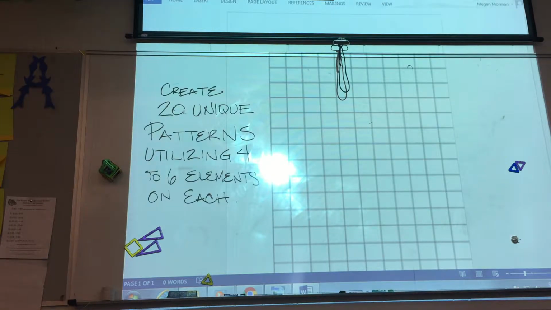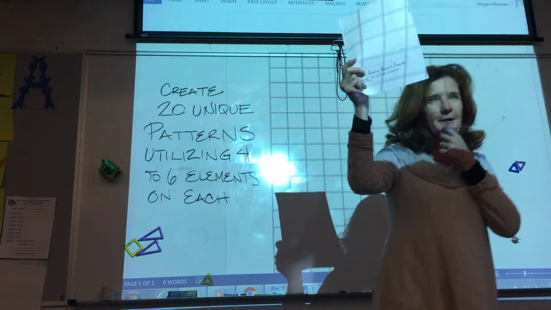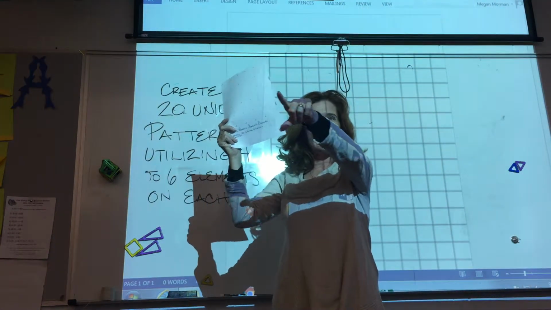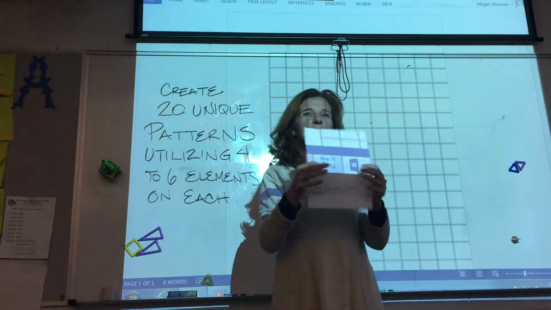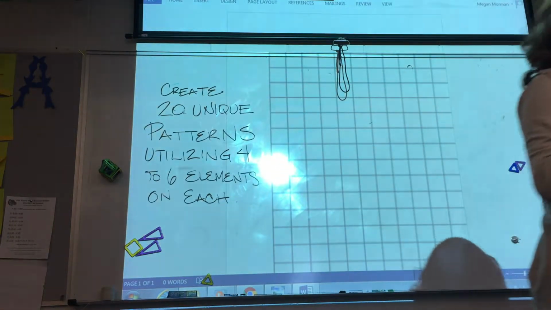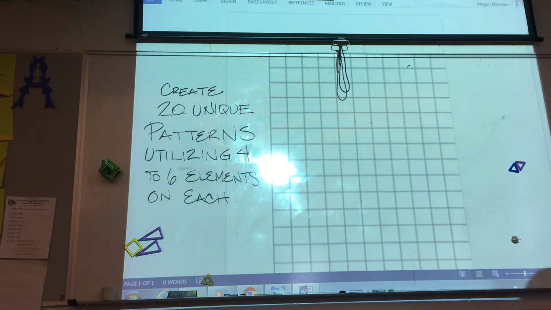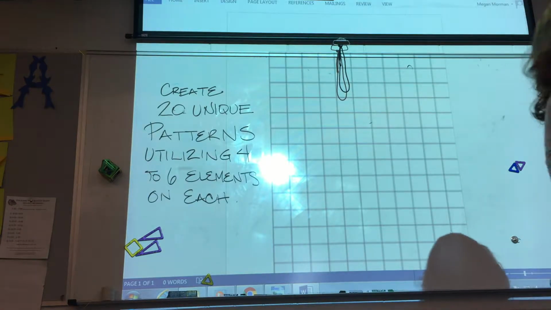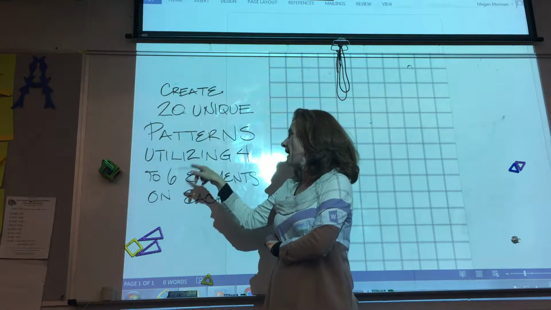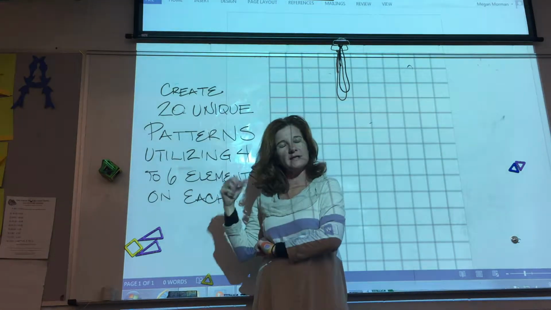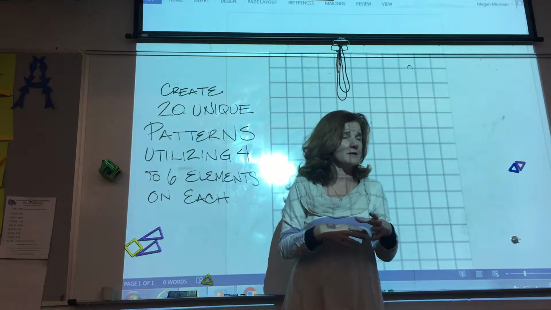All right, so what you're doing today in the next project that we're starting is you have this paper. It's over by the sign-in sheets. You can grab it. So we have this paper, and what you're going to end up doing is filling that paper with patterns. You're going to create 20 unique patterns utilizing 4 to 6 elements on each one of those patterns.